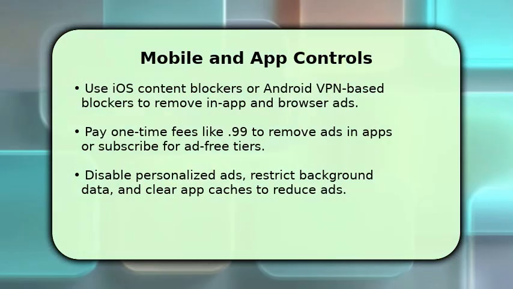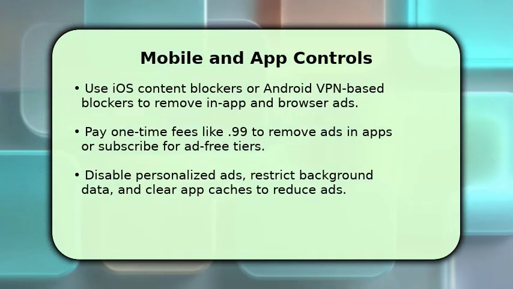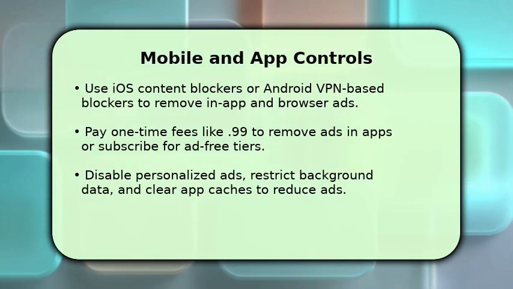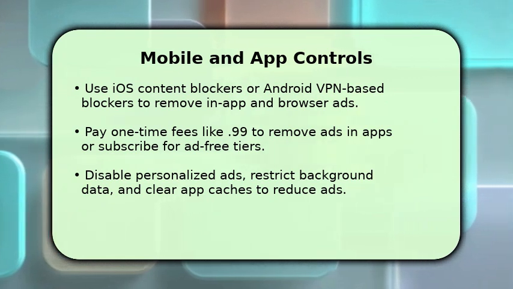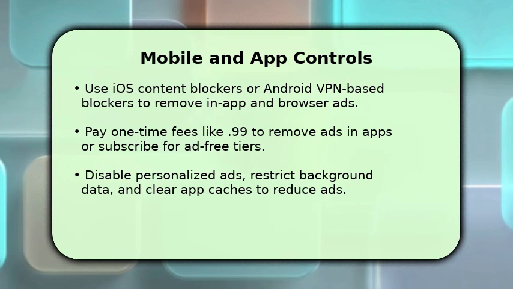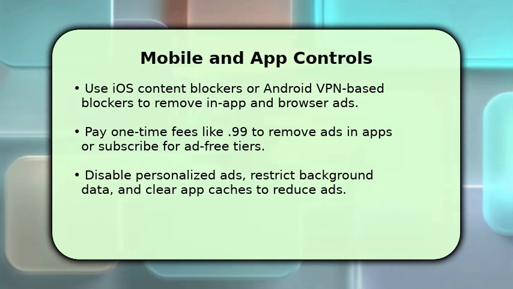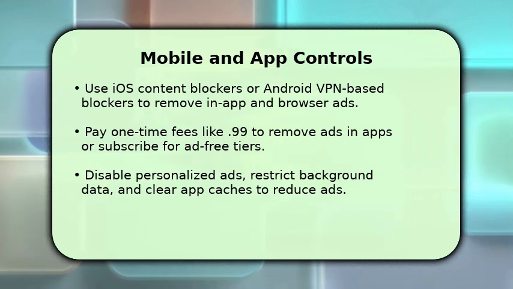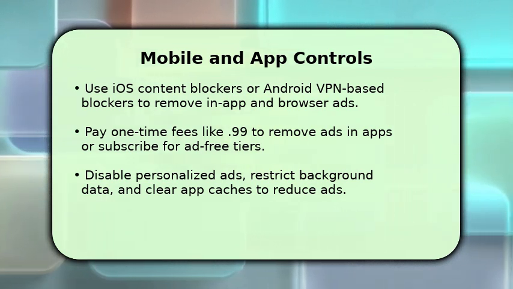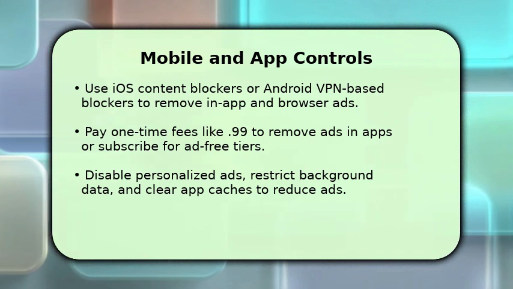On mobile devices, combine app and system controls to reduce ads and tracking. Use iOS content blockers or Android VPN-based blockers to remove ads both in browsers and within many apps. Purchase one-time ad removal fees or subscribe to ad-free tiers when available, for example, $99 or similar.